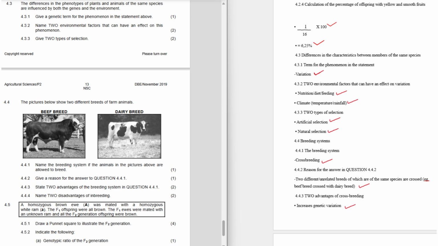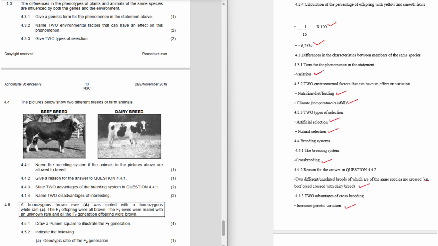4.3.1. Give a genetic term for the phenomenon in the statement above. So let's move back to the scenario. The differences in the phenotypes of plants and animals. There is variation in these plants and animals of the same species. Variation. So the correct answer is variation.